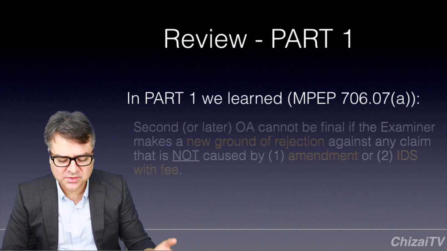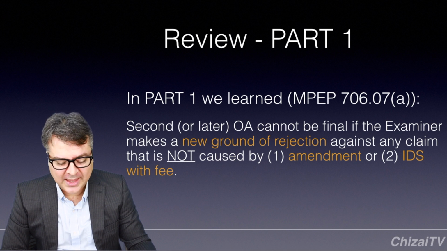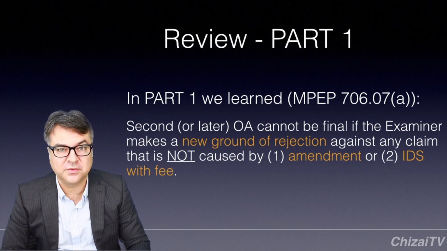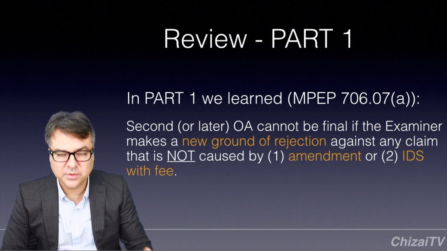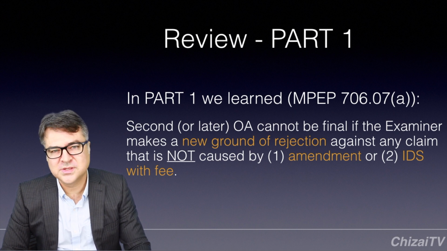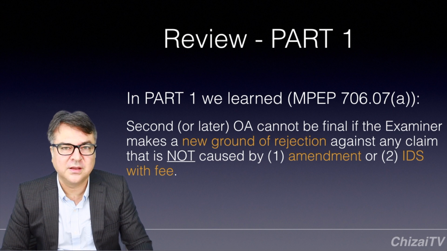In the first part, I discussed MPEP 706.07a, and basically we talked about paragraph 1 of that section. There are a total of 5 paragraphs that I think are important. In part 1 we talked about the first paragraph, which is the basic rule of when is an office action final, the rule that you use the most. The other paragraphs 2 through 5 are not rare cases, but some other different situations that are not as common as paragraph 1. So I'm going to go through paragraphs 2 through 5 in this video.